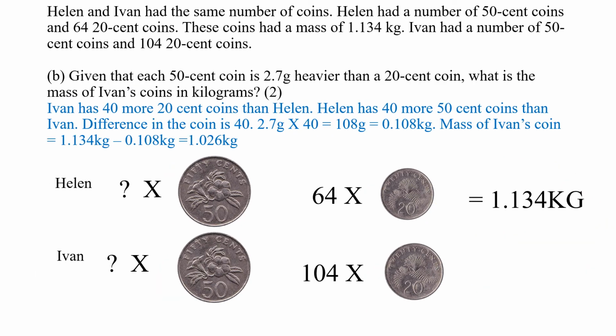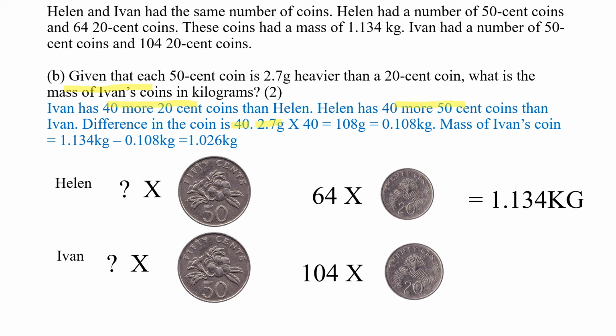Given that each 50-cent coin is 2.7 grams heavier than a 20-cent coin, find the mass of Ivan's coins. So from the previous question, we know that Ivan has 40 more 20-cent coins than Helen, and Helen has 40 more 50-cent coins than Ivan. The difference in the number of coins is 40. So each of the coins has a difference of 2.7 grams.